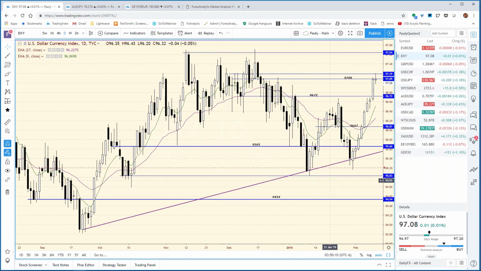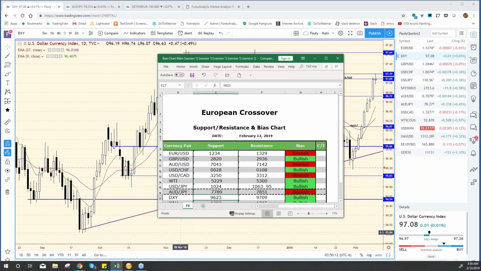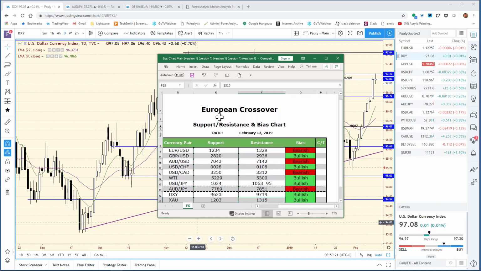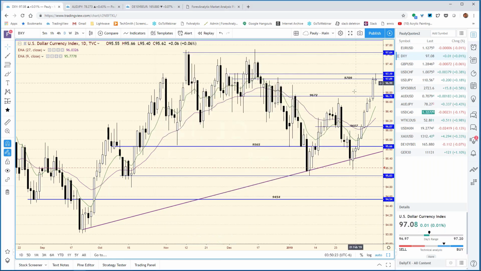97.19, so let's use that as our resistance for today. But the key one is this 97.09. Support is going to come in right there, 96.56.